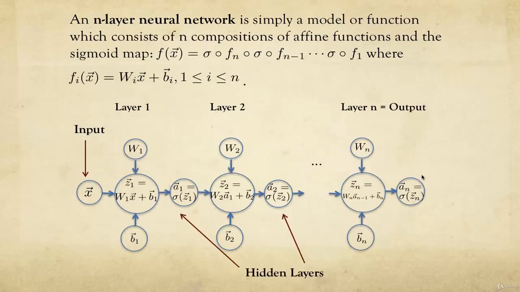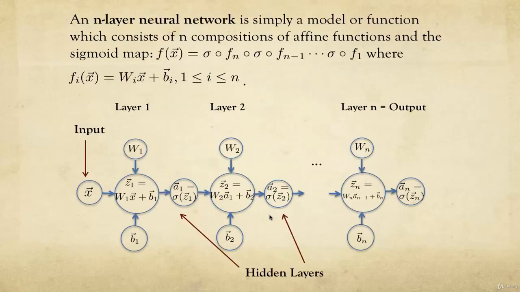You can imagine an n-layer neural network is basically you have n affine functions, and we're going to apply the combination of an affine followed by a sigmoid n times. So here's x, you feed forward into z1, this is the affine function, you feed forward that into a1, you feed forward that into z2, a2, z3, a3, all the way to zn, which is the last affine function, and then sigmoid of that is an, which is the output. And these middle layers are called the hidden layers of the network.